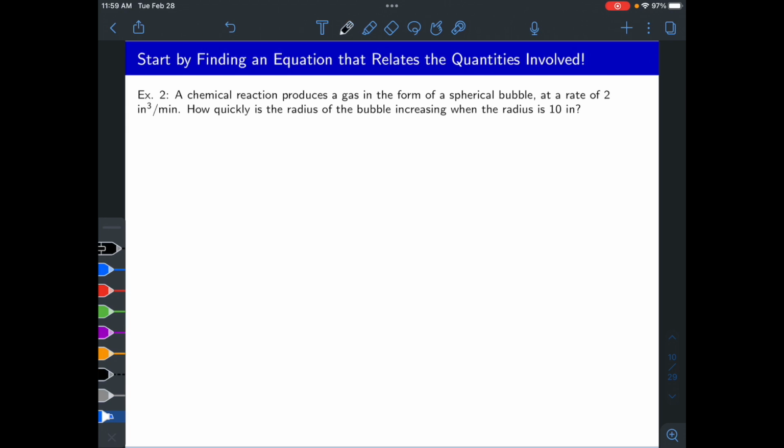Let's do another problem. A chemical reaction produces a gas in the form of a spherical bubble at a rate of 2 cubic inches per minute. How quickly is the radius of the bubble increasing when the radius is 10 inches?